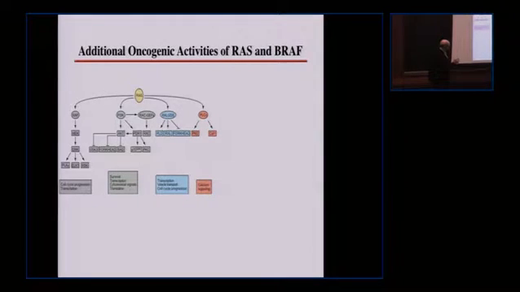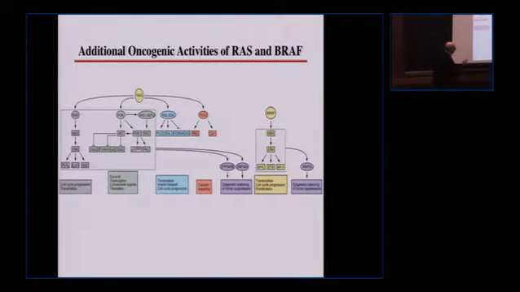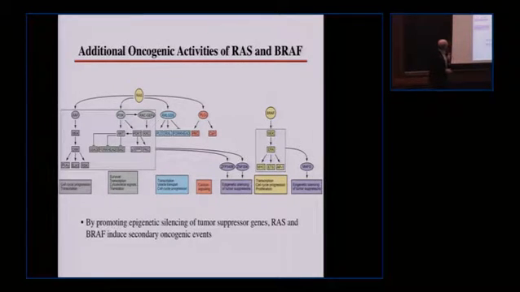But what we found is that through these very same pathways, RAS silences tumor suppressor genes, and very similar to what we find with the BRAF pathway as well. That really indicates that RAS and BRAF promote secondary oncogenic events by silencing these tumor suppressor genes. And we speculate that this is why BRAF and RAS are such potent oncoproteins and why they're found so frequently in human cancers.